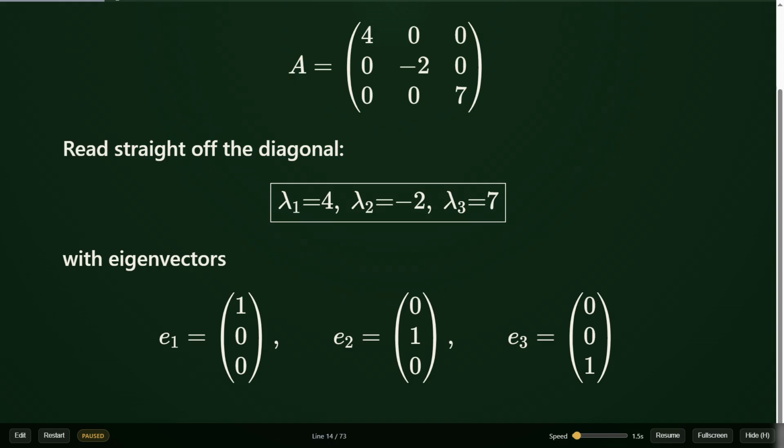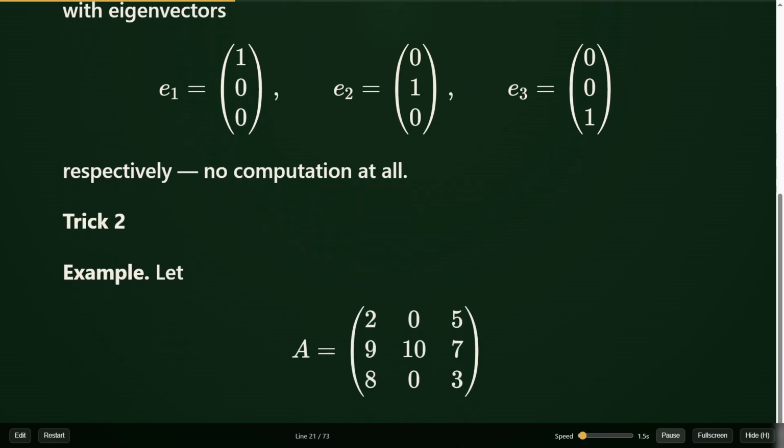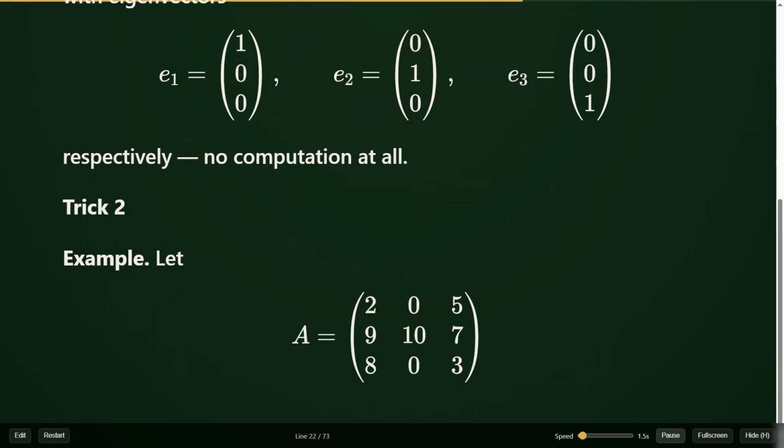Same will be the story for eigenvalue 7. If you take the first vector 0 times, second vector 0 times, and the third vector 1 time, then you will get 0 0 7 as your RHS vector, which is 7 times 0 0 1. So if you happen to have a diagonal matrix, the entries in the principal diagonal are the eigenvalues. But this is simple. Let us look at trick number 2.